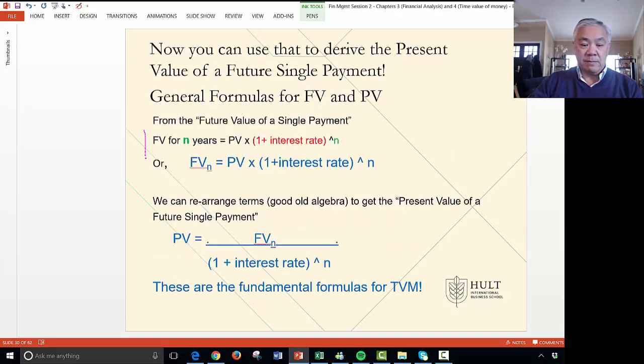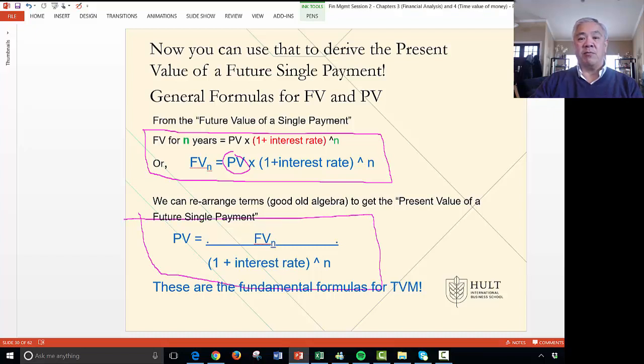Since we know this formula, we can notice that in the algebraic equation, we could solve for PV. If we simply solve for PV, we end up with identical terms but reordered somewhat, such that the present value is equal to the future value divided by 1 plus the interest rate to the n power. So it shouldn't be too scary because this formula is derived from the one we just figured out previously. These are the two core formulas in time value of money.